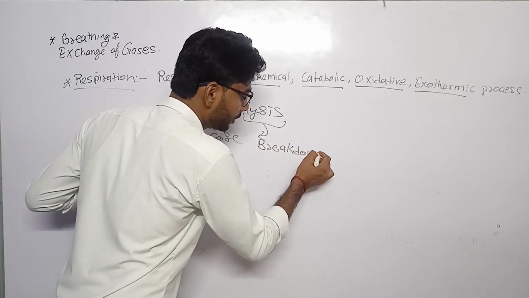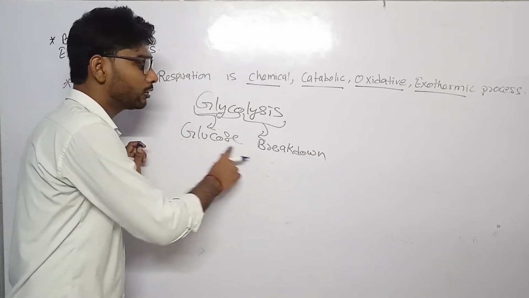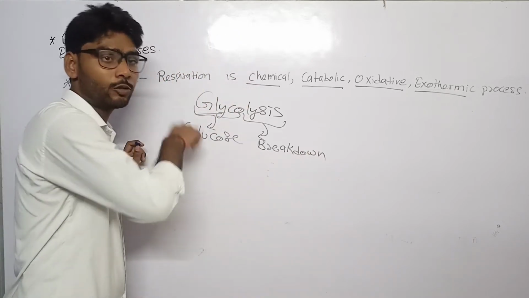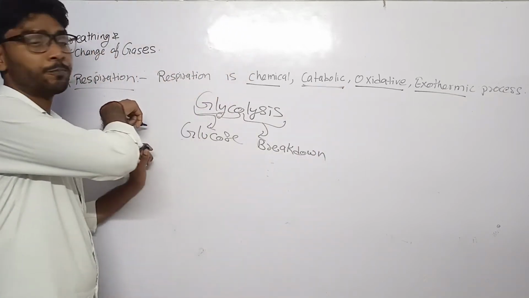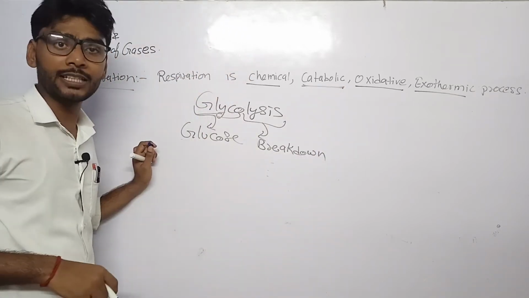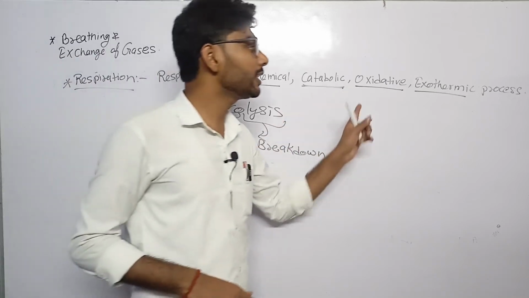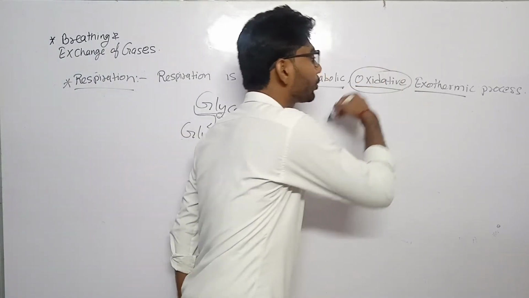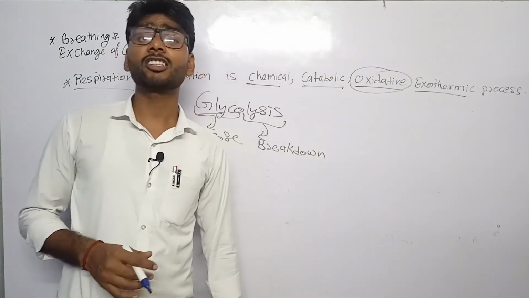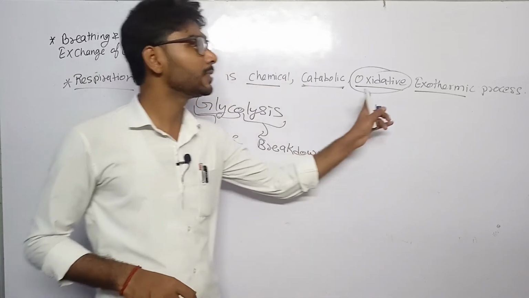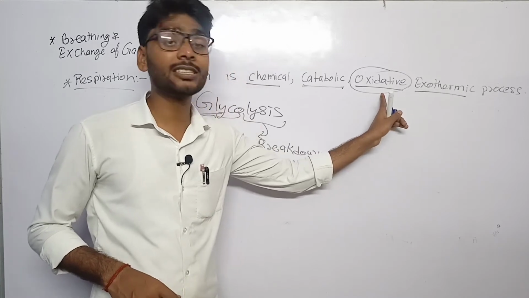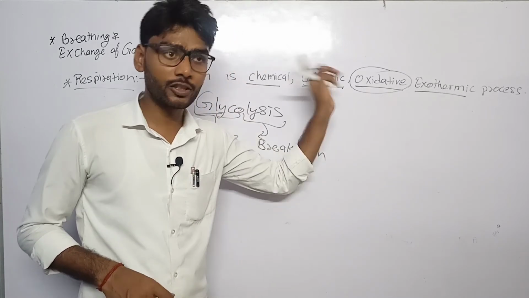Okay, so the process of breakdown of glucose is called glycolysis, and this is a catabolic process which happens in respiration, not in breathing. Okay, so next one is oxidation, the oxidative process. We already know about redox reactions, oxidation and reduction. So respiration is an oxidative process, that means addition of oxygen in the case of respiration.